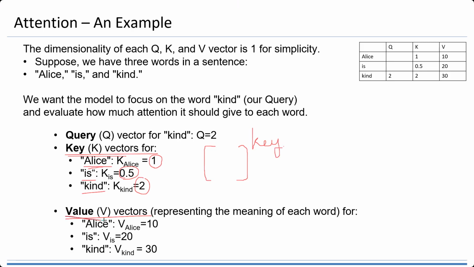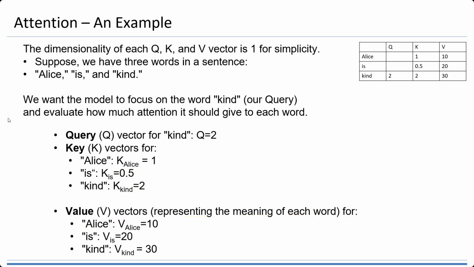For V, we also have vectors representing the meaning of each word. So for the meaning of each word, we have another kind of value. This value is based on the model. If you use ChatGPT, they have their own value in their model. If you use Gemini, then they have another value for this word and so on. So for Alice, for example, we have the value of 10, for is the value of 20, and for kind the value of 30. It is based on the meaning of each word.